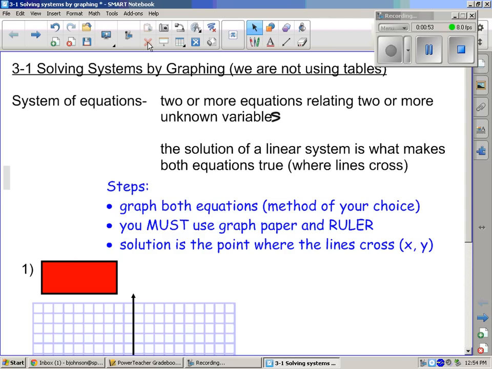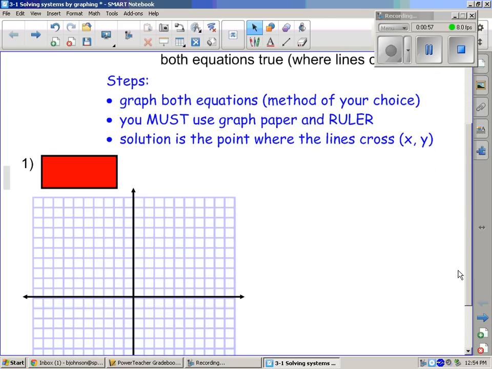Okay, so our steps. We want to graph both lines. Use the method of your choice. Some of you love slope-intercept form. I think that's the easiest. Some of you don't mind doing it by the intercepts. You're welcome to do either. You must use graph paper and a ruler. That's because we need to be very specific and precise here. We need to make sure we can see exactly where those lines cross, because that's our solution.